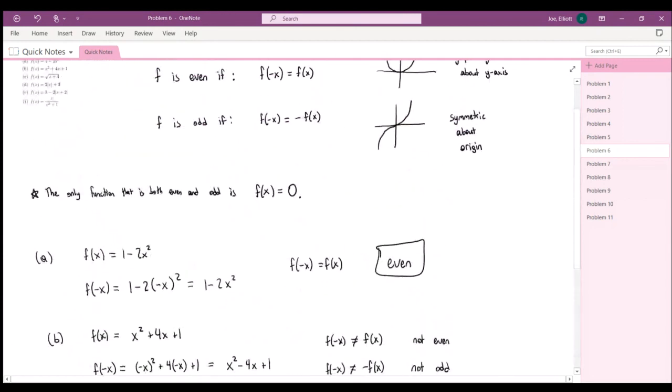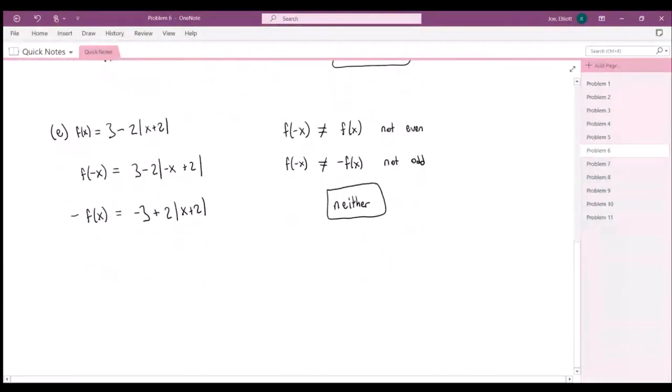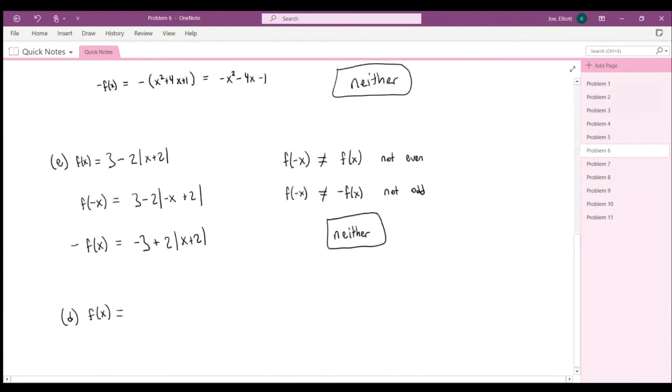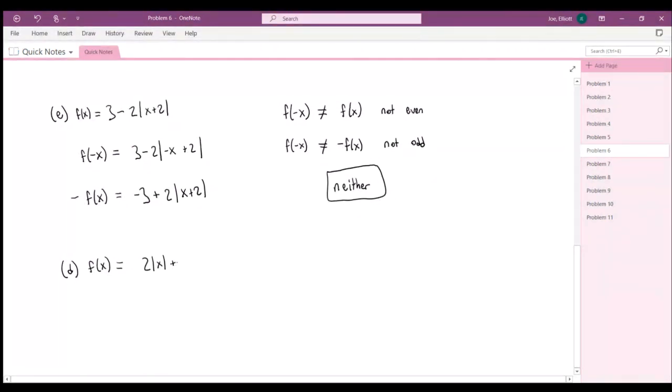Actually, now that I think about it, so that was E, right? Maybe it's good to take a look at D real quick as well, because that also involves absolute value, just as a comparison. So I'll do D and then I'll do F. So D was a little bit simpler. It was just 2 absolute value of x plus 3. So f of minus x would be 2 absolute value of minus x plus 3. So f of minus x, is that the same as f of x? No, they're not the same.